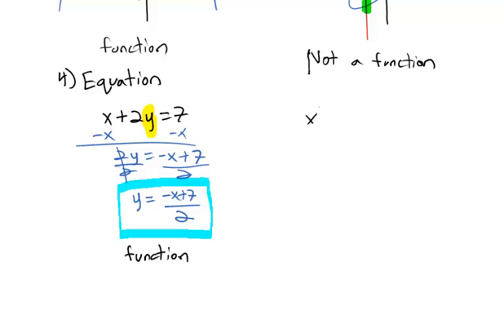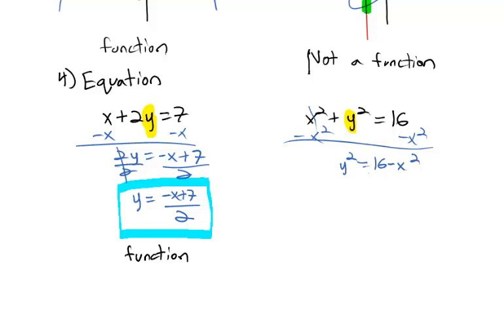Contrast that with x squared plus y squared equals 16. Still, y is our output variable, so we want to know what y equals. So we solve by subtracting x squared from both sides. Y squared equals 16 minus x squared. And then we take the square root of both sides to get rid of the exponent. What we have to remember, though, is when we take the square root of both sides, we have to consider plus or minus the square root of 16 minus x squared.